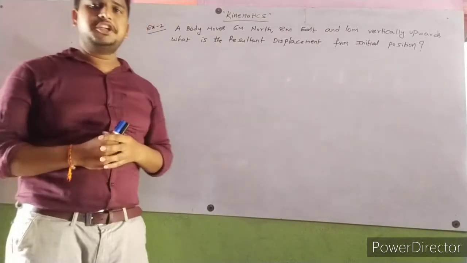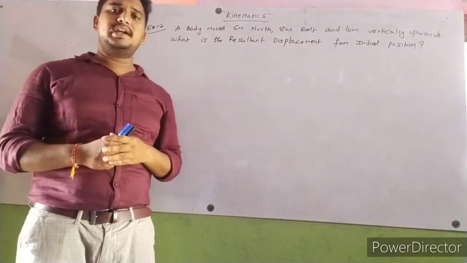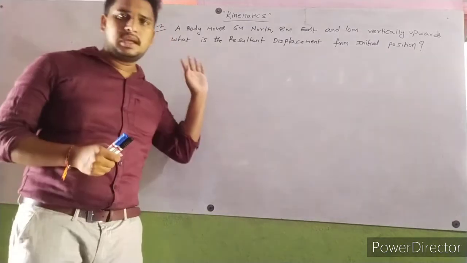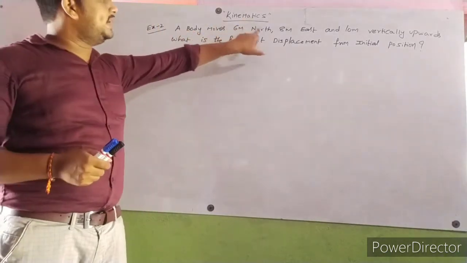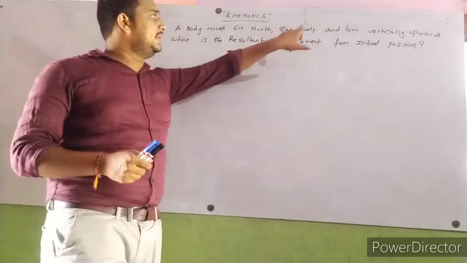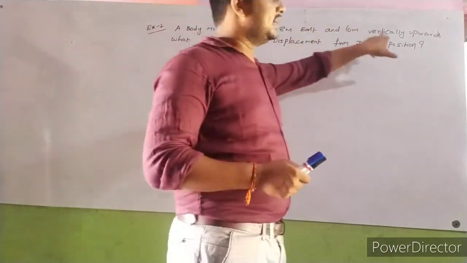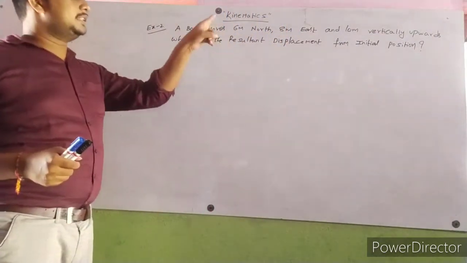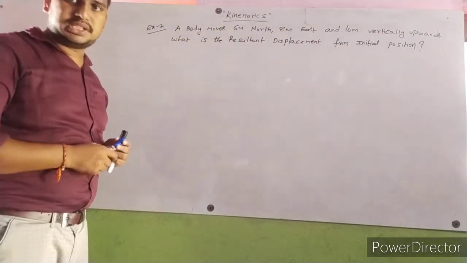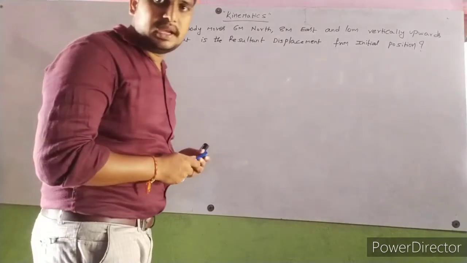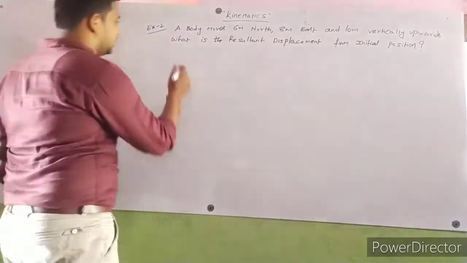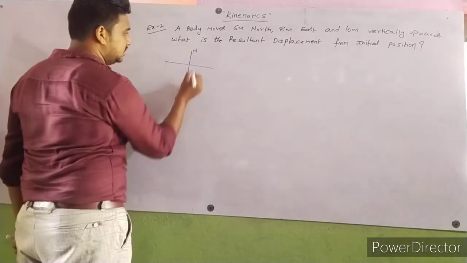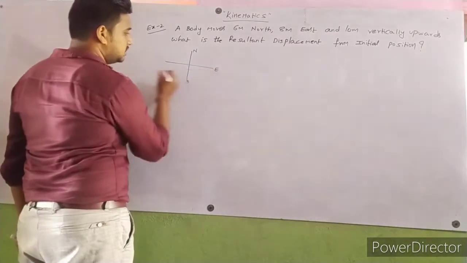Continuing my lecture on numericals on distance and displacement. Example 2. A body moves 6 meters north, 8 meters east and 10 meters vertically upwards. What is the resultant displacement from the initial position? So observe carefully. First of all, I will draw. This is north direction, south, east and west.